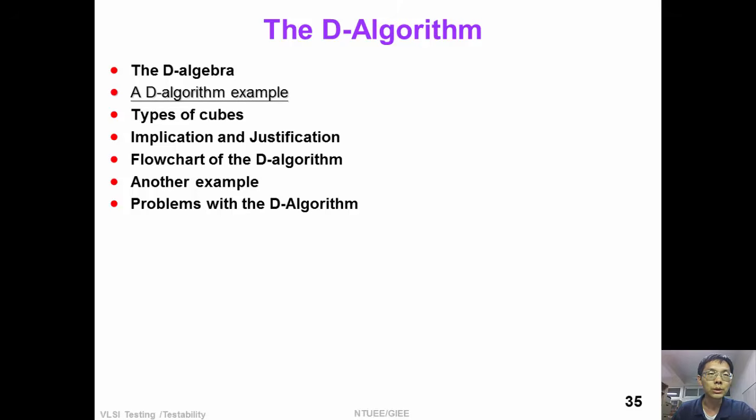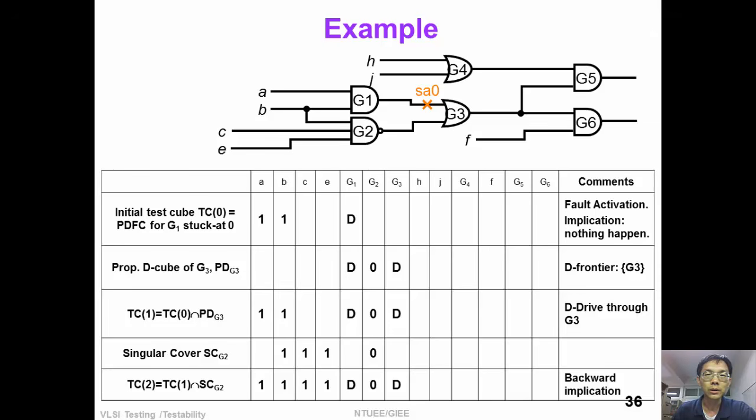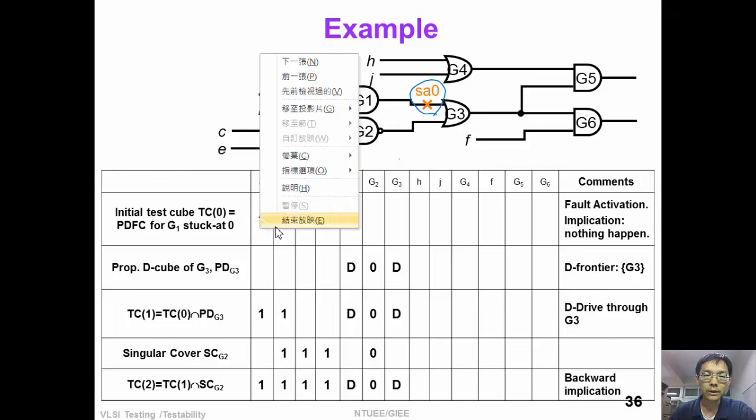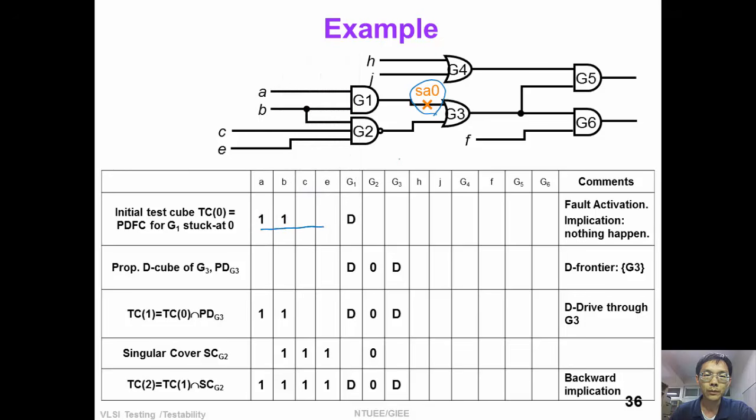Let me show you a D-algorithm example. Suppose we want to test this stuck-at-0 fault. So we can activate the fault by assigning both A and B to 1. So we now have a D generated at the output of gate G1.